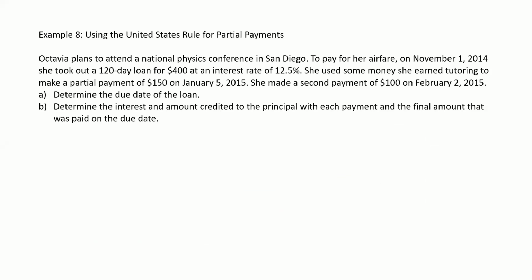Example 8, using the United States rule for partial payments. Octavia plans to attend a national physics conference in San Diego. To pay for her airfare on November 1st, 2014, she took out a 120-day loan for $400 at an interest rate of 12.5%. She used the money she earned tutoring to make a partial payment of $150 on January 5th, 2015, and she made a second payment on February 2nd, 2015.